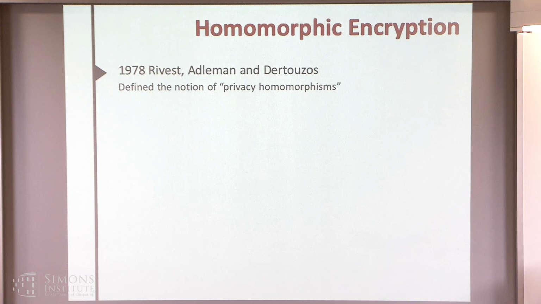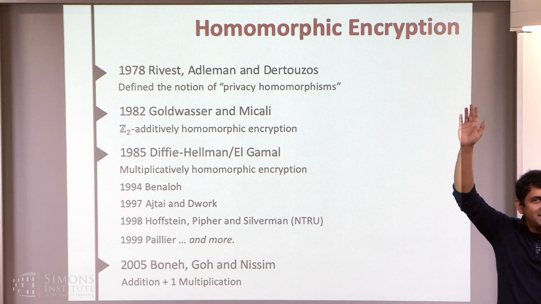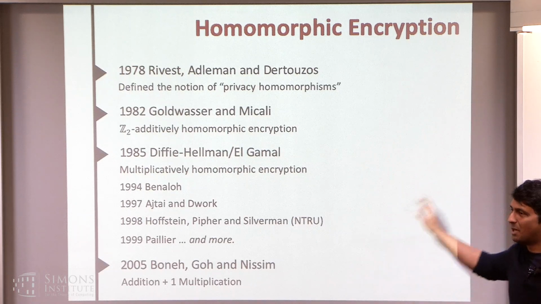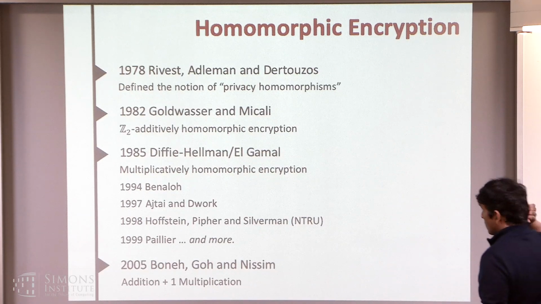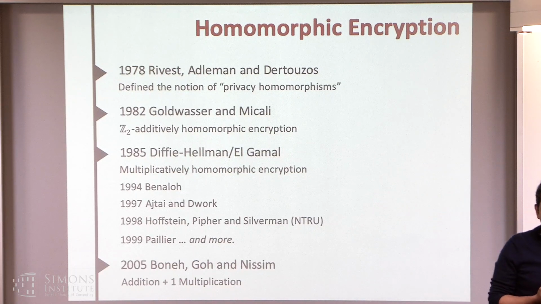There's a history lesson. I don't want to do too much of it. I did spend quite a bit of time preparing the slide. So the notion was defined back in the 70s, right after RSA, by Rivest, Adleman and Dertouzos. First homomorphic encryption scheme in some sense, which is CPA secure. But think about it as Goldwasser-Micali. It was the first CPA secure encryption scheme. Turned out to be homomorphic as well.